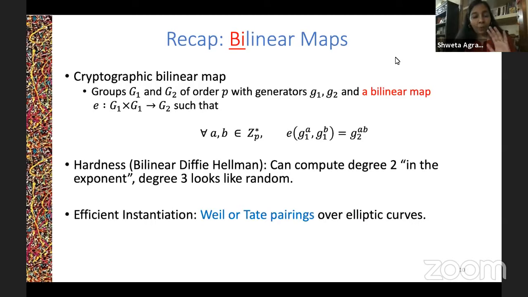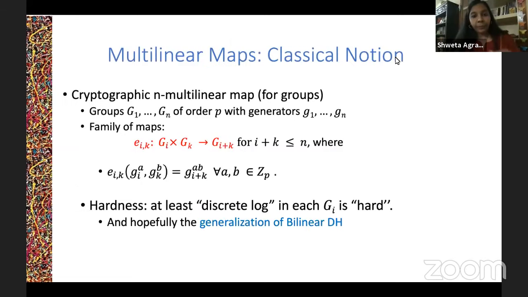All right, so we have for these bilinear maps efficient instantiations from Weil and Tate pairings over elliptic curves. And these have just been enormously useful in cryptography. So for instance, they gave the first construction of identity-based encryption, right? So they're very, very useful. And now let's move on to multilinear maps.